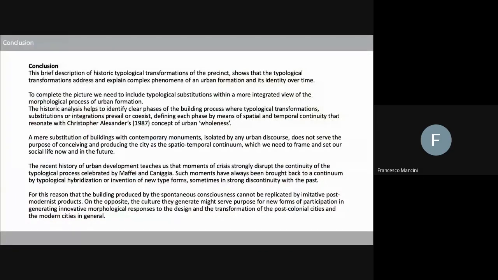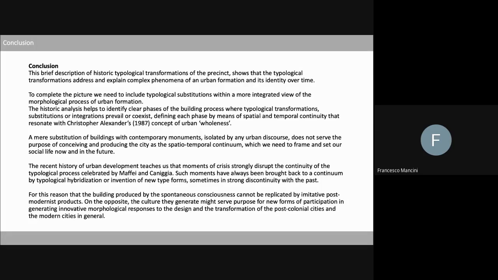So this is my conclusion. The description of historic typological transformation of a precinct, to us, shows that the typological transformation can address and explain complex phenomena and not just urban substitution. It's something that we must consider wherever we have the chance. And sometimes, you know, the transformation, even if buildings have been torn down and apparently there is no memory of them, in my view, erasure is always an act of further writing, is never the erasure of what was before. Those previous realities never totally disappear. So it's an illusion to imagine that we have a perfect tabula rasa all the time.